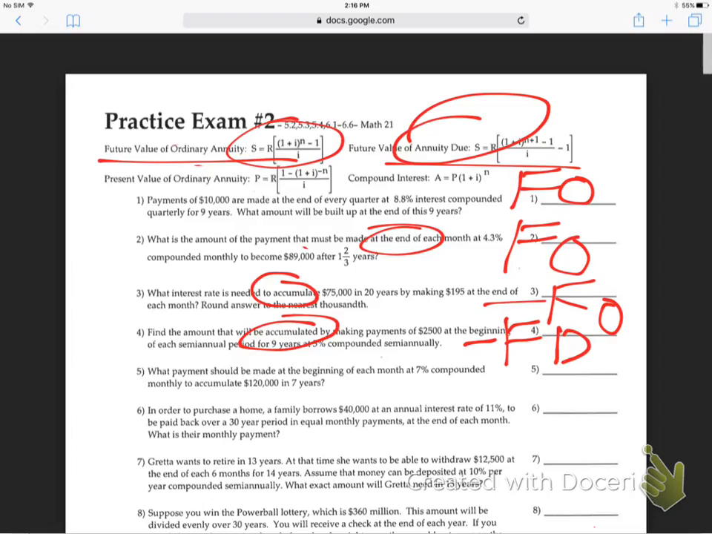Where's the pile? Are the payments coming off a pile or building up for a pile? Accumulate again. Future value. Okay, is it ordinary or annuity due? At the beginning. It's an FD again. All right, future value. Let's go to number 6.